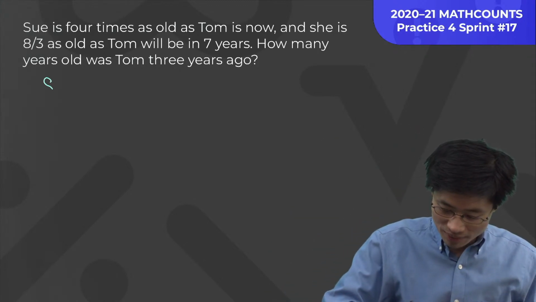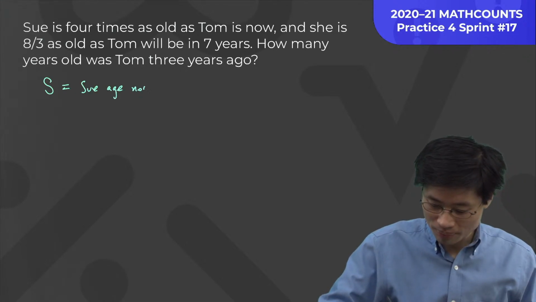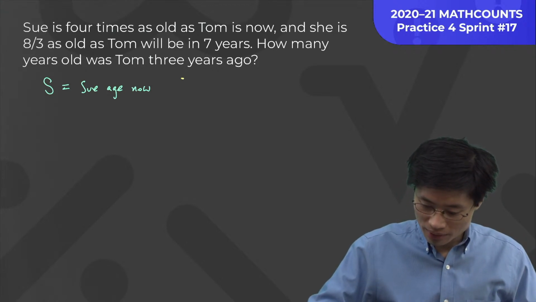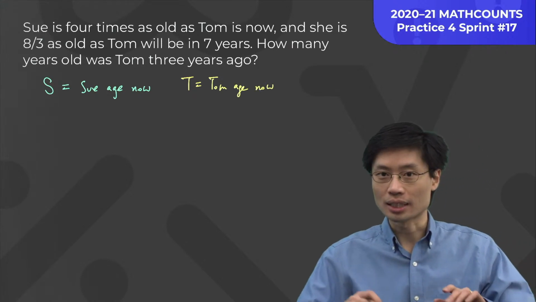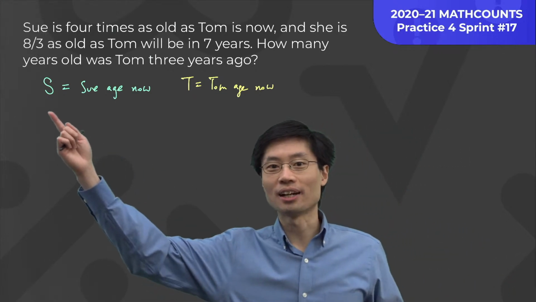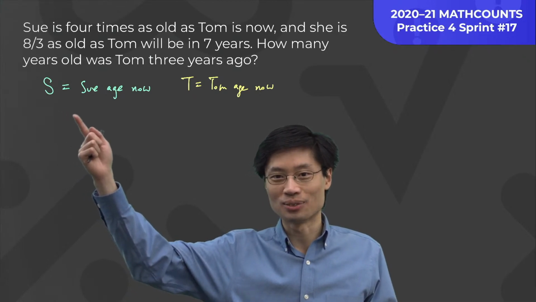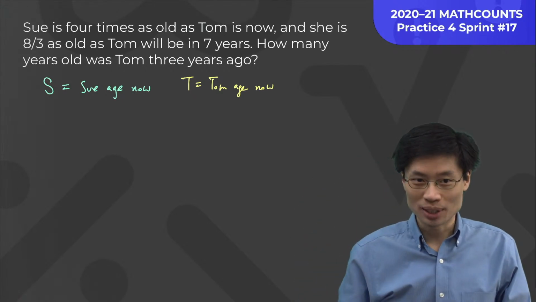S is equal to how old Sue is now. And we have a T: Tom's age now. You see, I actually wrote those down. That's how I don't get confused later. All right? Notice I also tried really hard to make this S not look like a 5. I've made so many mistakes before where I wrote an S, thought it was a 5, and got it wrong. Now let's write some equations.